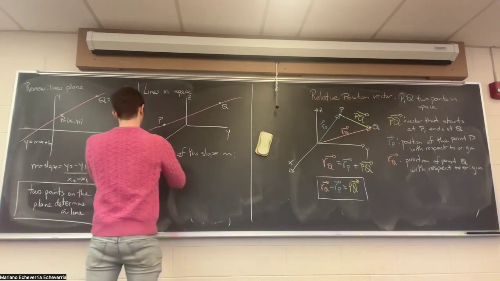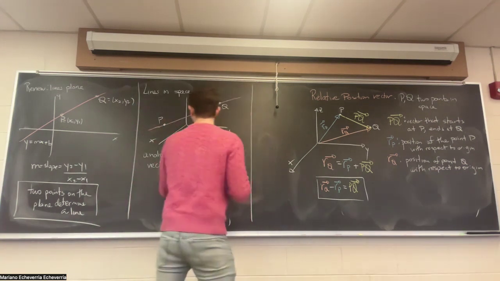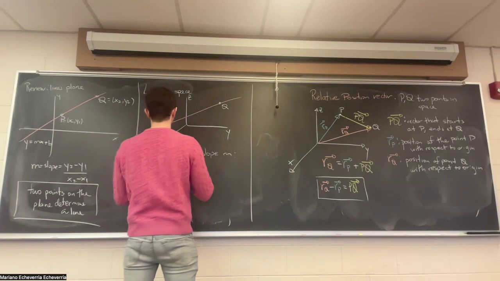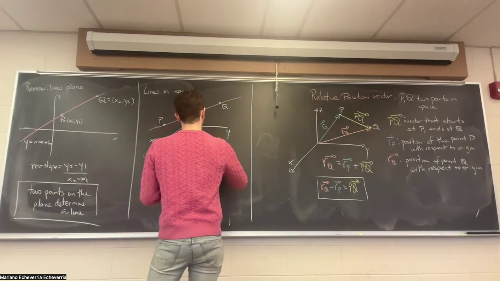There's a vector. I'll call it V. That will make more sense later. You see the direction of the line.